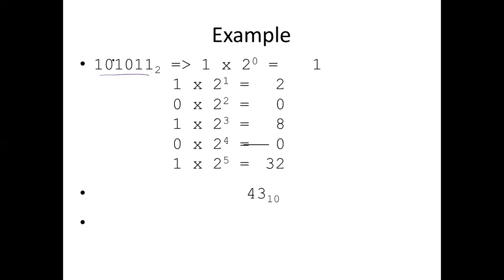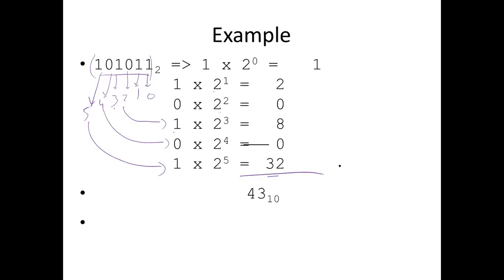10101011 to the base 2. Okay, so digit wise start किया. The position of this is 0 1 2 3 4 5. So 1 into 2 raised to power 0 is 1, 1 into 2 raised to power 1 is 2, 0 into 2 raised to power 2 is 0, 1 into 2 raised to power 3 is 8, 0 into 2 raised to power 4 is 0, and 1 into 2 raised to power 5 is 32. Add them. The result will be 43.